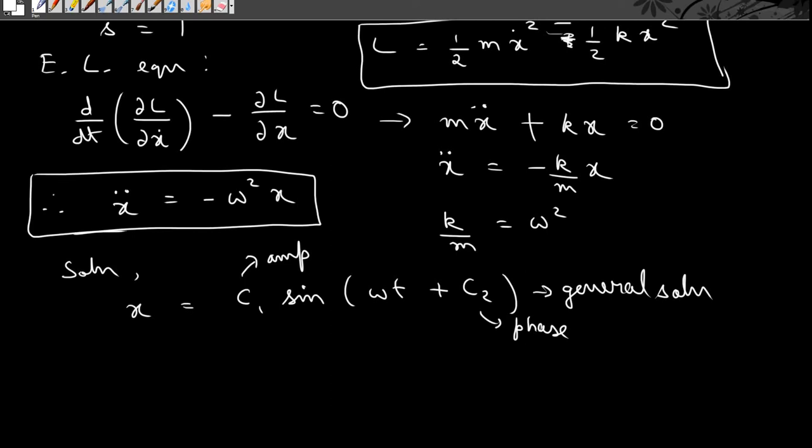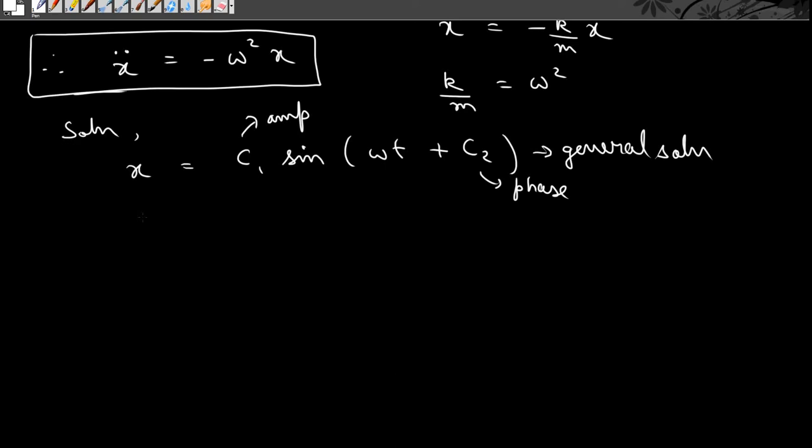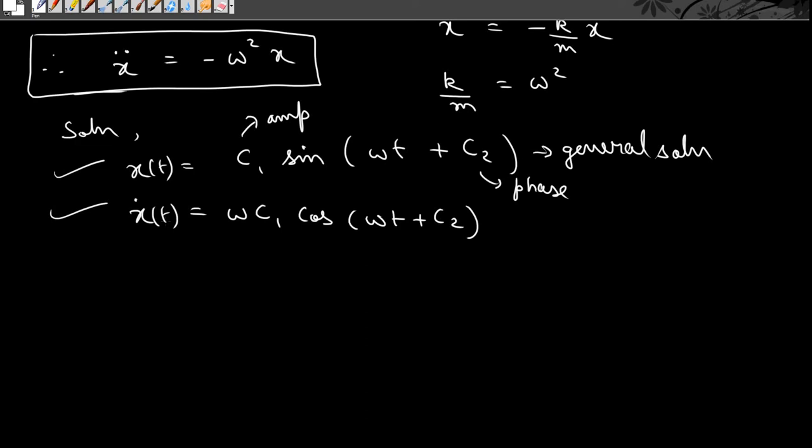So let us see, similarly, if we differentiate this, we'll get the corresponding equation for x dot, which is omega c1 cos omega t plus c2. Okay, so we have the equation for x and we have the equation for x dot. So this is actually x of t and x dot of t. So we have completely specified the state of the system, provided we know C1 and C2.